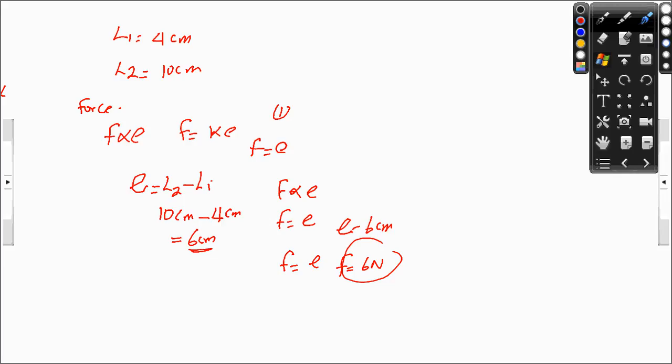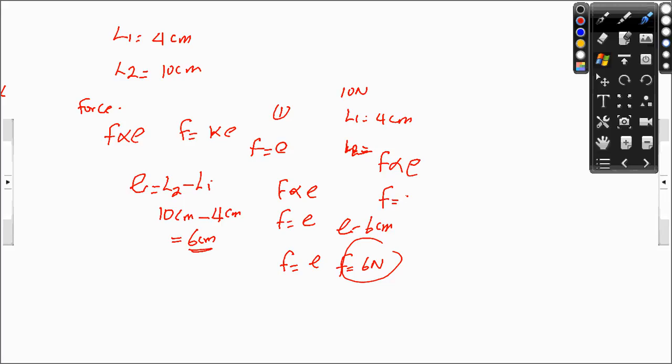Now, from this equation, we can also infer some other things. Let's say we have a force of 10 Newton acting on the spring, and L1 was 4 centimeters, the length 1, and we want to know what the length 2 is, or what the extension of the spring will be. So from here, we say force is directly proportional to extension.